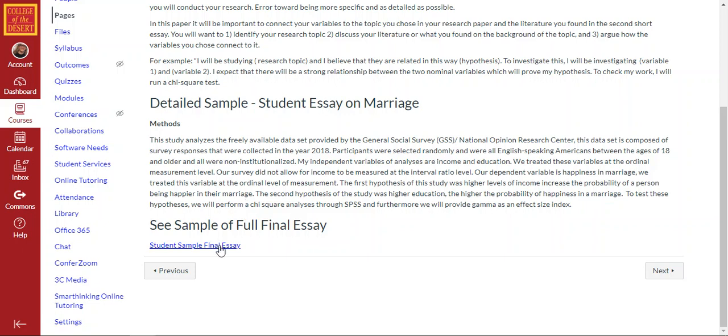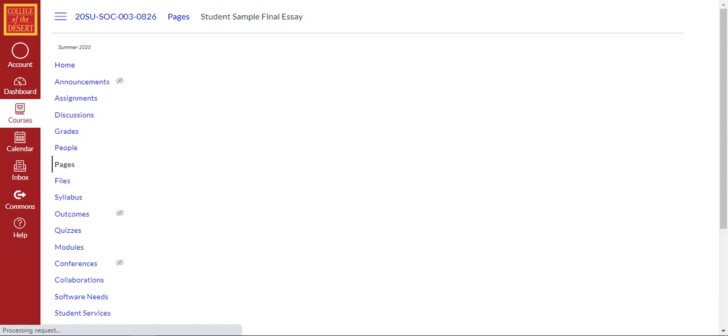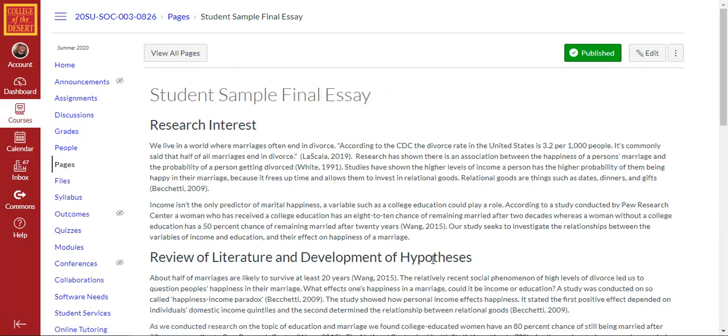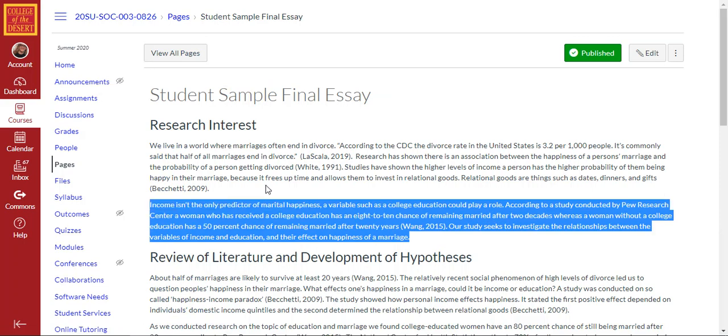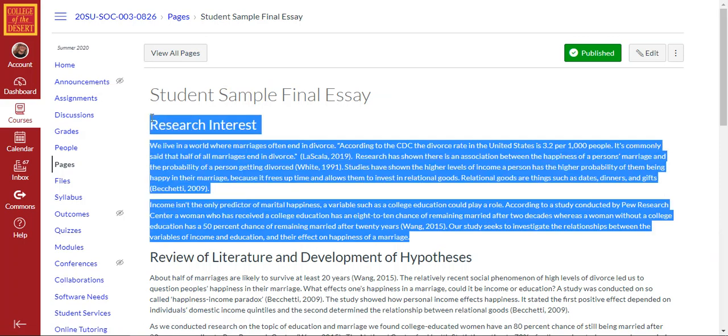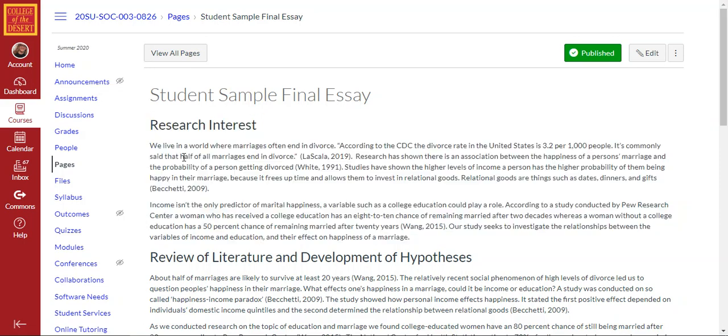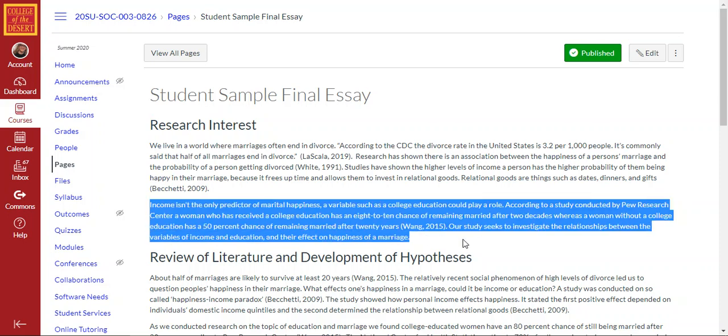There's also a full essay example to see all this flowing together. This is the student's full essay. You can look through this one, but essentially this research interest one was the first essay we did, so this is like essay 1. This student was talking about increased divorce rates. Income is the only predictor of marital happiness. So in their research, they found this idea of divorce being linked with income.